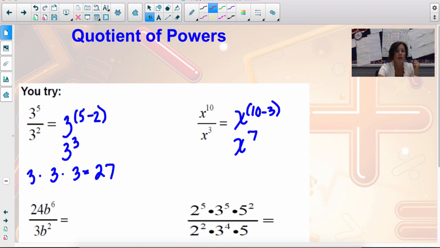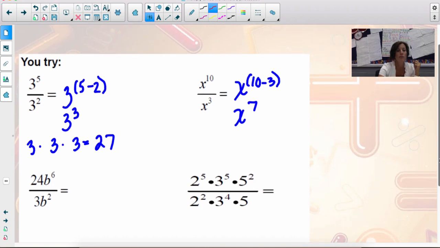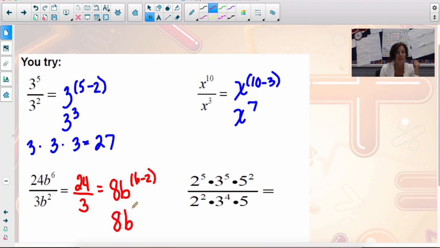Example 3, we've got 24b to the 6th power divided by 3b squared. So it looks like we've got 24 divided by 3, which is 8. And then we take care of the exponents. Oh, we can't lose that b. 8b to the 6 minus 2. 6 minus 2 is 4, so we have 8b to the 4th when it's simplified.